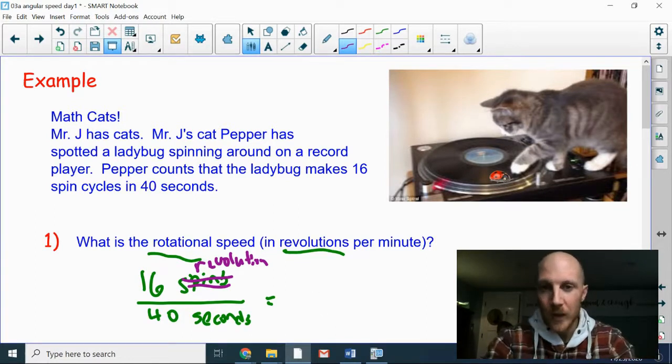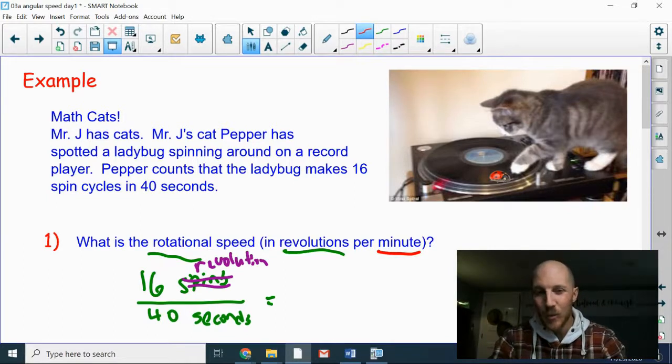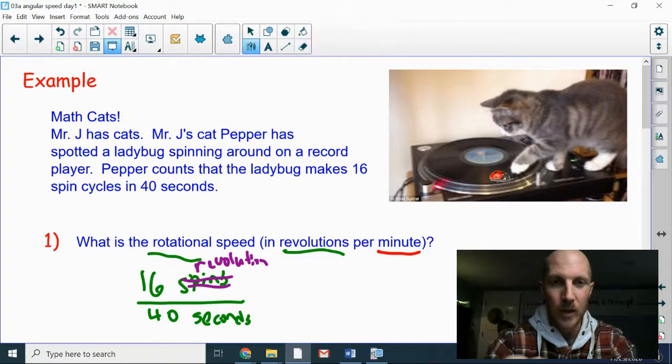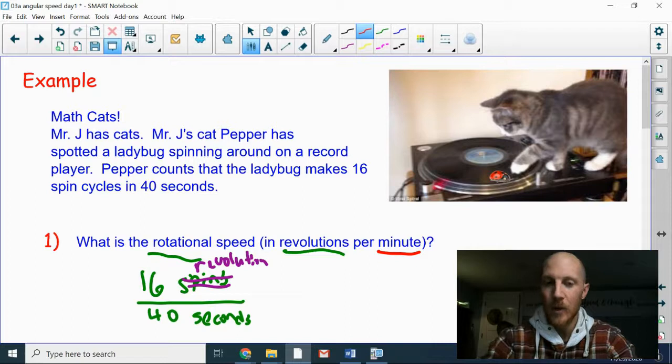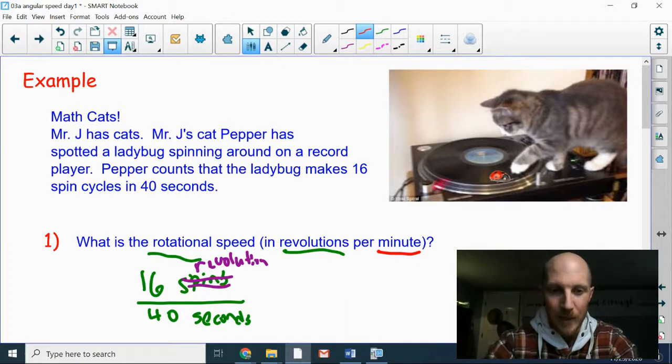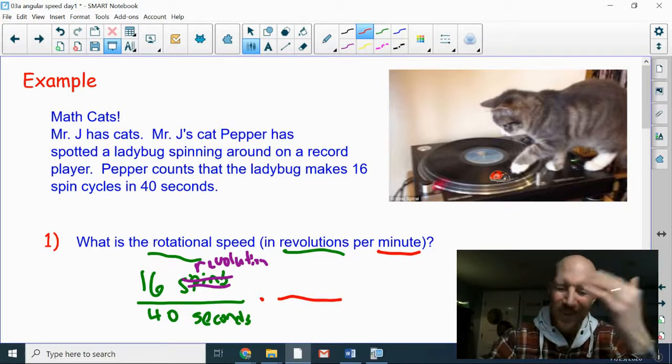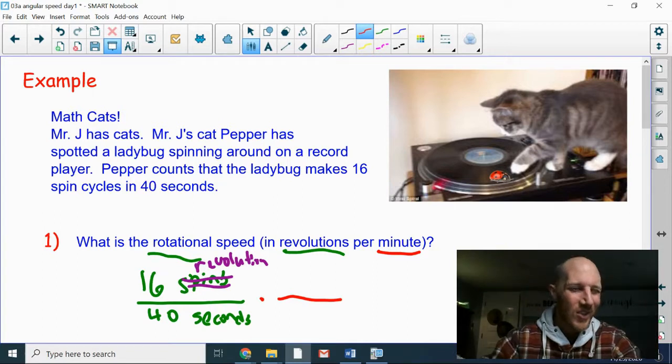Okay, so the other thing I noticed in the directions is it does ask me for revolutions per minute, and right now I got 16 revolutions every 40 seconds. I could divide, and that will give me a rotational speed, but not the one the directions asked me for. Let me erase this equal sign. Let's convert. I got seconds written down right now, but the directions ask me for minutes. I need to convert from seconds to minutes. So here's my conversion factor. I remember, I think, like 60 seconds in a minute.